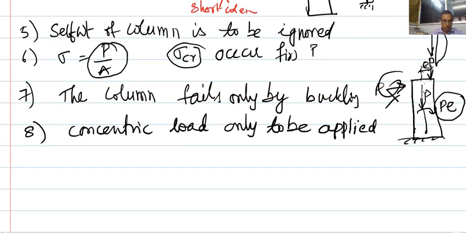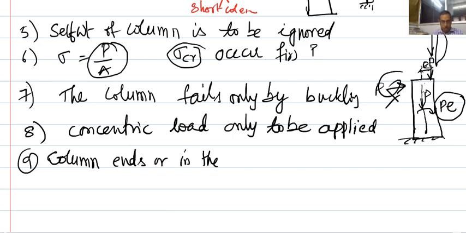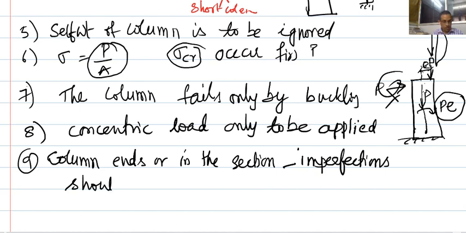That means the column ends or the sections, imperfections should not be there. What is meant by imperfections? Imperfections should not be there.